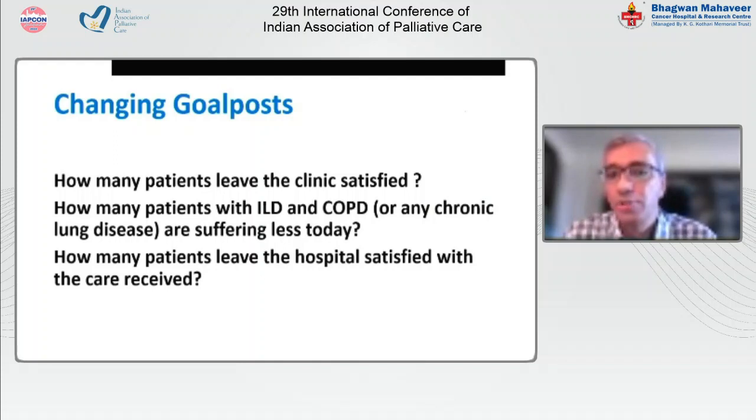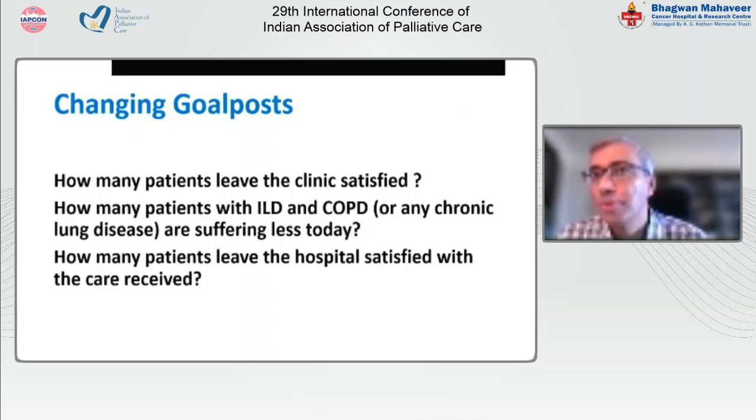In a joint clinic, you would look at how many patients leave that clinic satisfied and score it, measure it. How many patients with ILD and COPD are suffering less today? When you measure it, you can improve it. And how many patients actually leave a hospital satisfied with the care they received while being hospitalized?